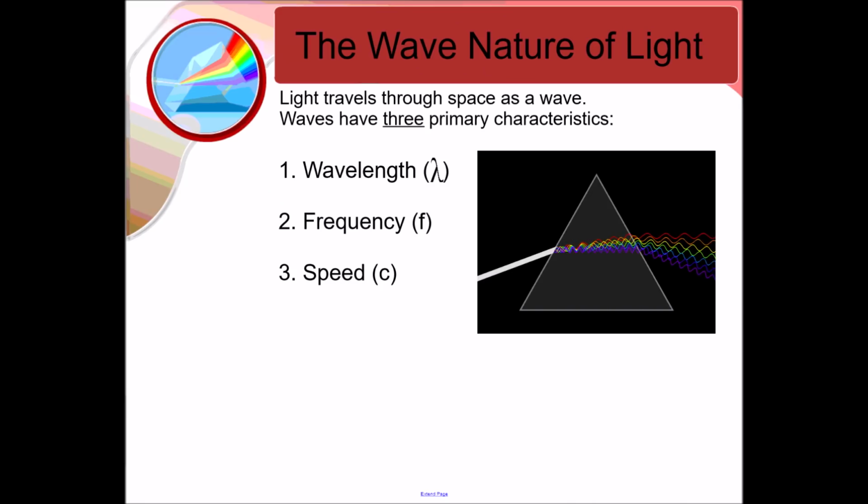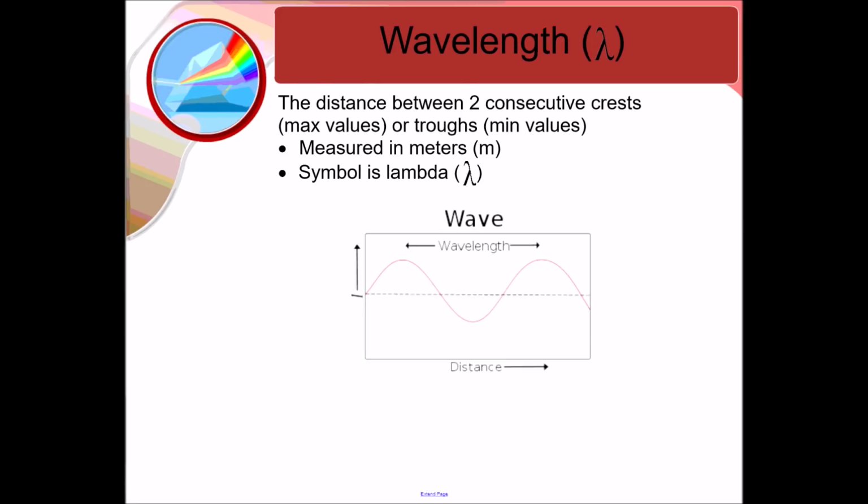First, we will talk about the wave nature of light. Light travels through space as a wave. Waves have three primary characteristics: wavelength, frequency, and speed. Wavelength is the distance between two consecutive crests (maximum values) or troughs (minimum values). Wavelength is measured in meters, and the symbol for it is the Greek letter lambda.